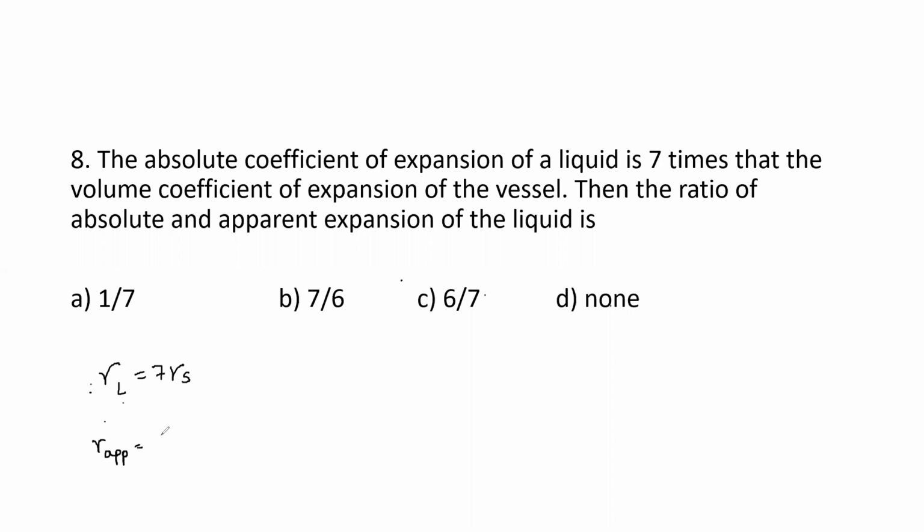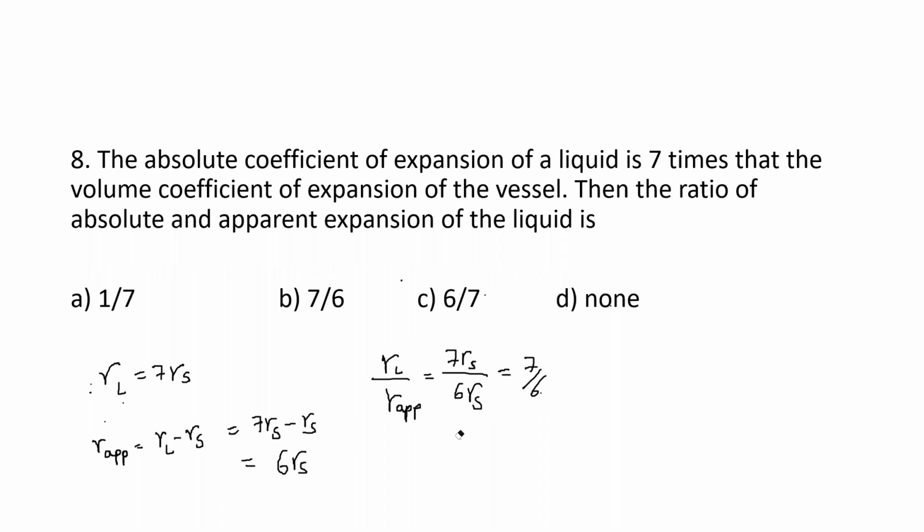The apparent coefficient of volume expansion is γapparent = γL − γS, which is 7γS − γS, that is nothing but 6γS. Now the ratio of absolute and apparent expansion is γL divided by γapparent, which is 7γS divided by 6γS. γS gets cancelled, so we get 7 divided by 6. That is option B, the right option.